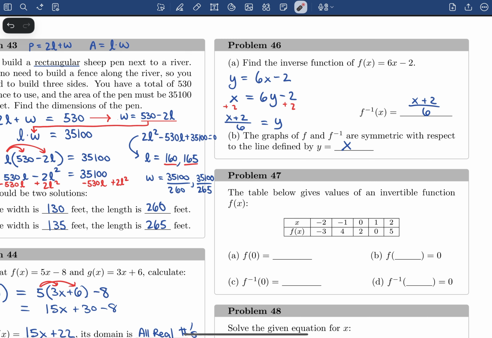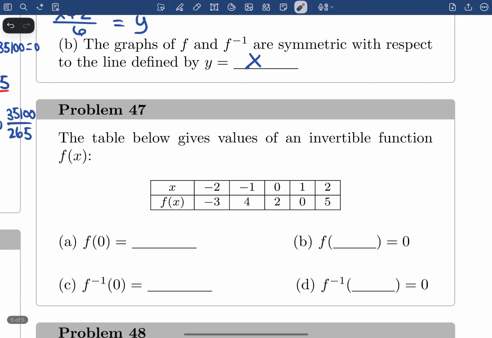Problem number 47, the table below gives values of an invertible function. So here I have a function. These are the x values of the function, and these are the y values. Remember, f of x is just y. Y is a function of x. What happens for a function is we input values and we get outputs, right? So this 0 is an x value that we input into the function. To state the answer for A, we just have to look at the table. When x is 0, what is f of x? Well, that's 2. That's my answer.